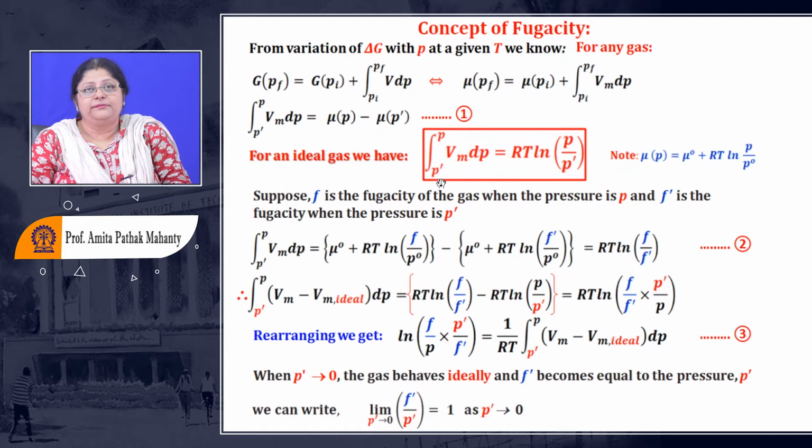Okay. So just remember that in this I have plugged in this value of mu. This is for this case, and for the P prime case, this would have been P prime. So if I take the subtraction of these two, I'm left with RT ln P by P naught minus RT ln P prime by P naught.